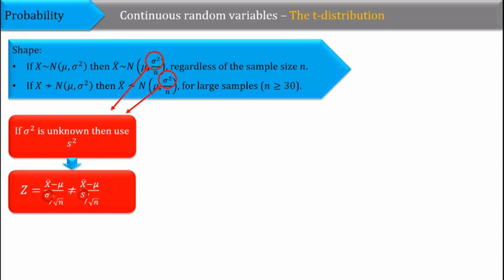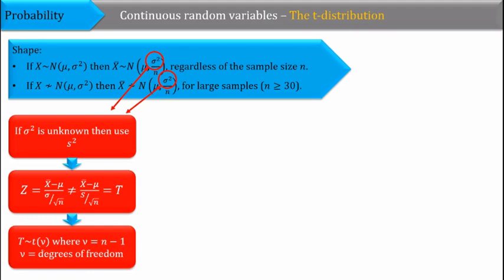Now you'll notice that the calculation is the same. The only difference is that instead of using a sigma, we are using an S. But because of this estimate S that's being used, we can't say that this is Z. So it becomes something else. It becomes what we call a T. Now this T, we say, has a T distribution, and it has this parameter which we call nu. It's a Greek letter, and it is equal to the sample size minus 1, n minus 1, and we say that nu equals the degrees of freedom.